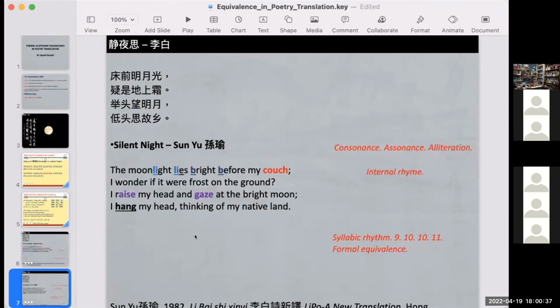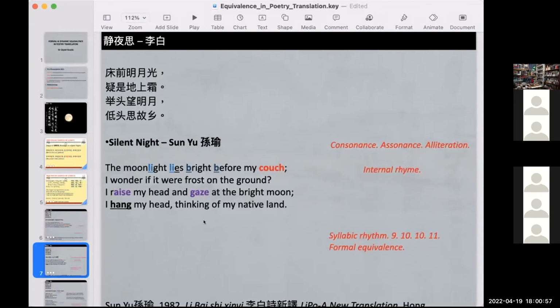Sun Yu did something different here. As I said, even though he didn't use end rhyme, he used other types of musical devices and poetic devices, like light, the repetition of the L, the repetition of the B. This is alliteration, the internal rhyme, raise, gaze, hang my head, the H again, the repetition of hang, head. Again, this is alliteration. All this creates musicality, okay?